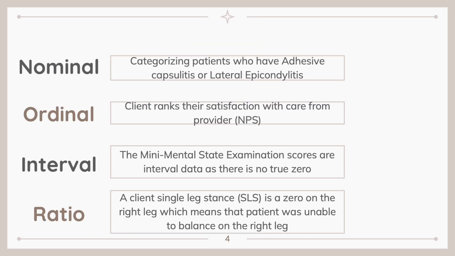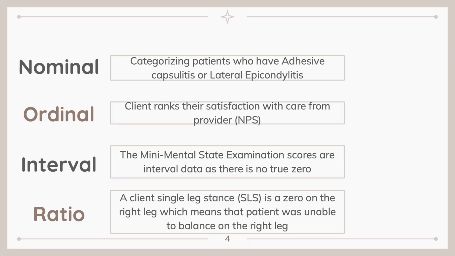So let's look at a few examples. Nominal could be characterizing individuals who have adhesive capsulitis or lateral epicondylitis. This could be across the board, from hand fractures to total knees, total hips, or total shoulders. Then to ordinal, clients oftentimes rank their satisfaction with care from the provider. We use the NPS where I work, which is a National Patient Satisfaction Survey, sent out to each of my patients at the end of their visit with myself. This could be satisfied, very satisfied, neutral, dissatisfied, things like that.